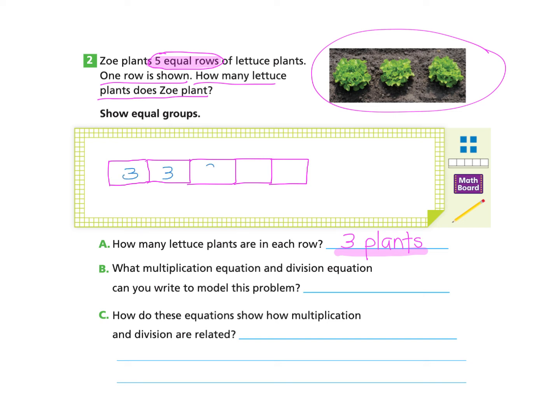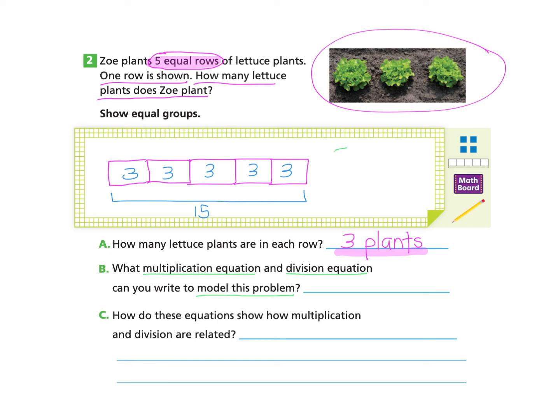So I'm going to write 3 in each box that represents the equal rows, and then I'm going to just count by 3s or add these all together. 3 plus 3 plus 3 plus 3 plus 3, and my total would be 15. So the total amount of lettuce plants that Zoe plants is 15. Part B. What multiplication equation and division equation can you write to model this problem? So if you'd like to pause and try this on your own, you're welcome to do that and come back.